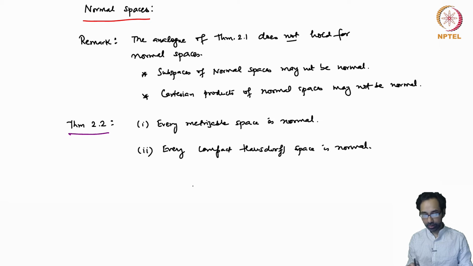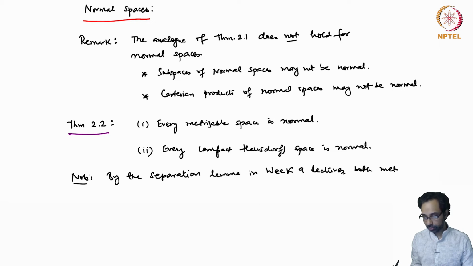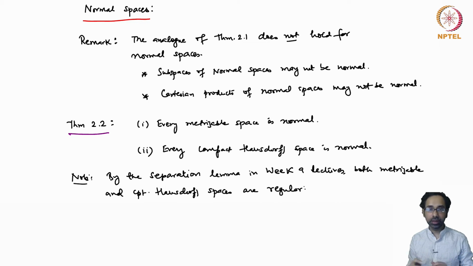So we have already seen that metric spaces and compact Hausdorff spaces are regular. Just as a note, by the separation lemma in week 9 lectures, both metrizable and compact Hausdorff spaces are regular, because there we prove that a point and a closed set can be separated by disjoint open sets. Now this is a stronger result, and it says that both these examples also give you normal spaces.